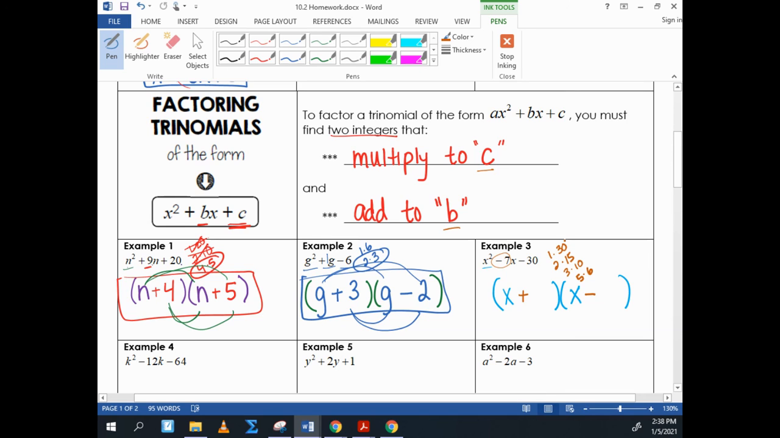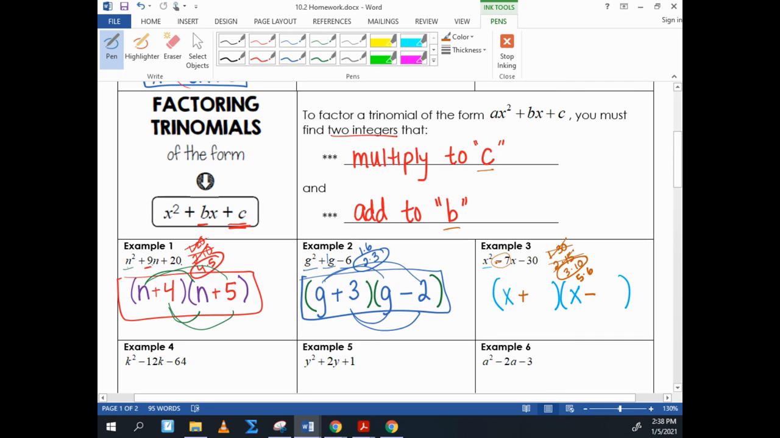So 30 subtract 1, not 7. 15 subtract 2, not 7. 10 subtract 3, is 7. Okay, so 10 and 3 are my numbers. This time, look, I want them to combine to a -7. Okay, so your bigger number has got to be whatever that sign is.